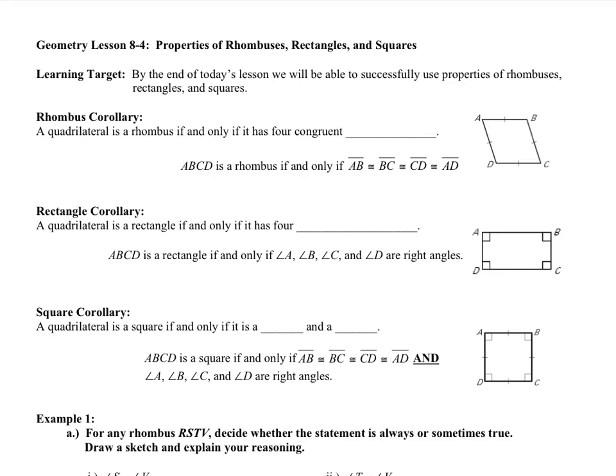Lesson 8-4, Properties of Rhombuses, Rectangles, and Squares. By the end of today's lesson, we will be able to successfully use properties of rhombuses, rectangles, and squares. The rhombus corollary: a quadrilateral is a rhombus if and only if it has four congruent sides.